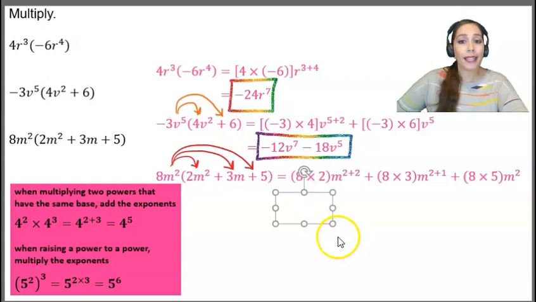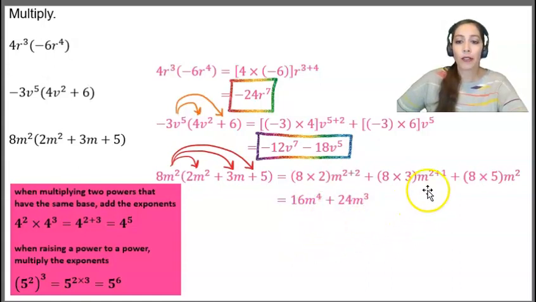From here, we can go ahead and simplify. 8 times 2 is 16, and m to the 2 plus 2 reduces to m to the 4th. 8 times 3 is 24, and m to the 2 plus 1 reduces to m cubed. And then our last one, we have 8 times 5, which is 40, m squared. And this would be our last answer for this one.